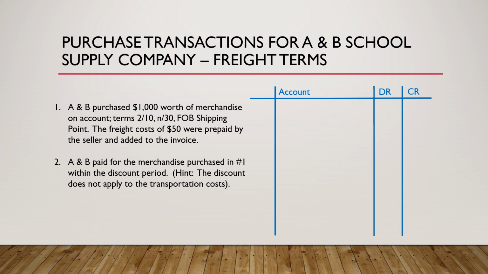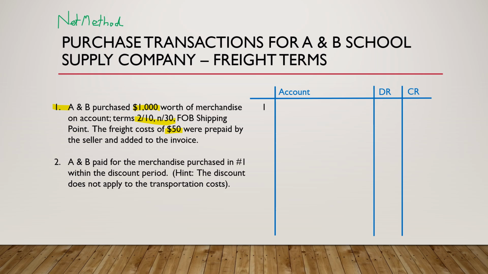Allow me to cover the two previous transactions using the net method. If you like, try recording these entries on your own. Transaction 1. A and B purchased $1,000 worth of merchandise on account, terms 2/10, net 30, FOB shipping point. The freight costs of $50 were prepaid by the seller and added to the invoice.